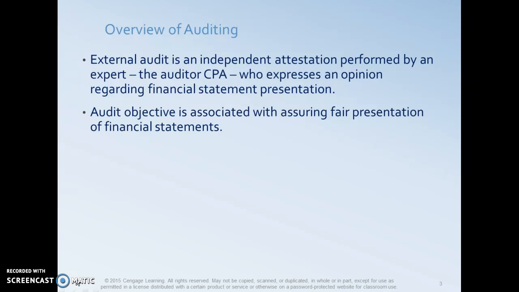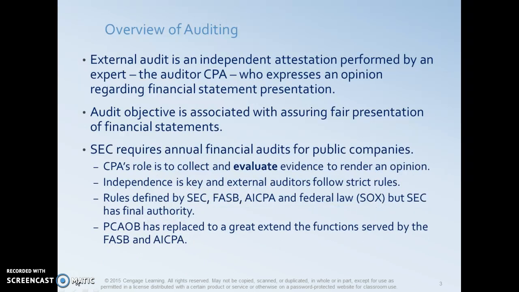So, everyone knows that each public company gets an external audit to come and perform functions, right? They express, hopefully, an unqualified opinion, meaning that the financial statements are free of material misstatements. And who requires that auditors do this? The SEC requires annual financial audits for public companies. We know what CPAs are supposed to do. They go in, they're gathering data, and they're making, hopefully, an unqualified opinion.